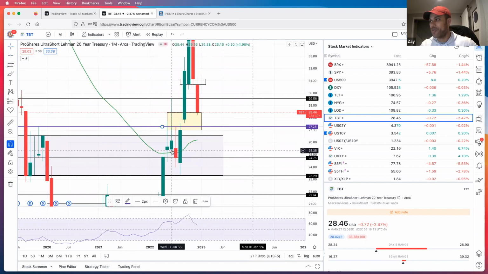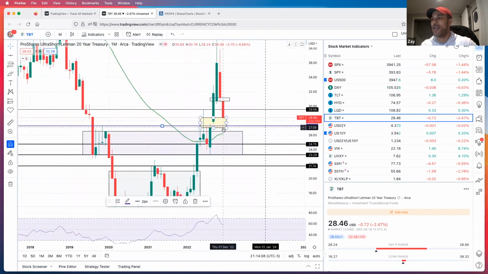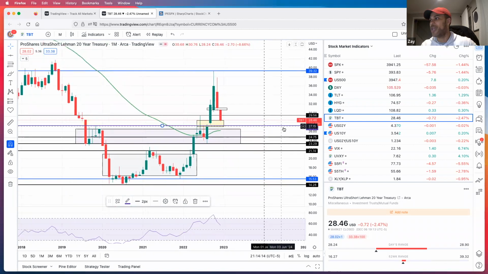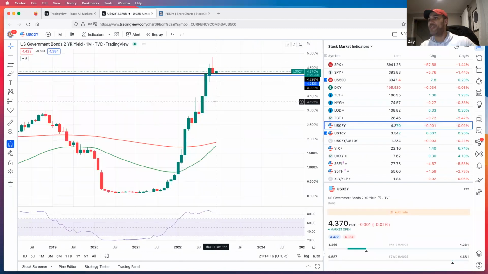And I got the close, so that's the 24.75. So really that 27.28, right? You got a gap, you got a monthly order block. There's a lot going on in this zone that makes me believe TBT wants to come down here and start to form some structure, maybe even come a little bit lower before turning around, right? And so that means yields are coming down, which means the economy could be sick.